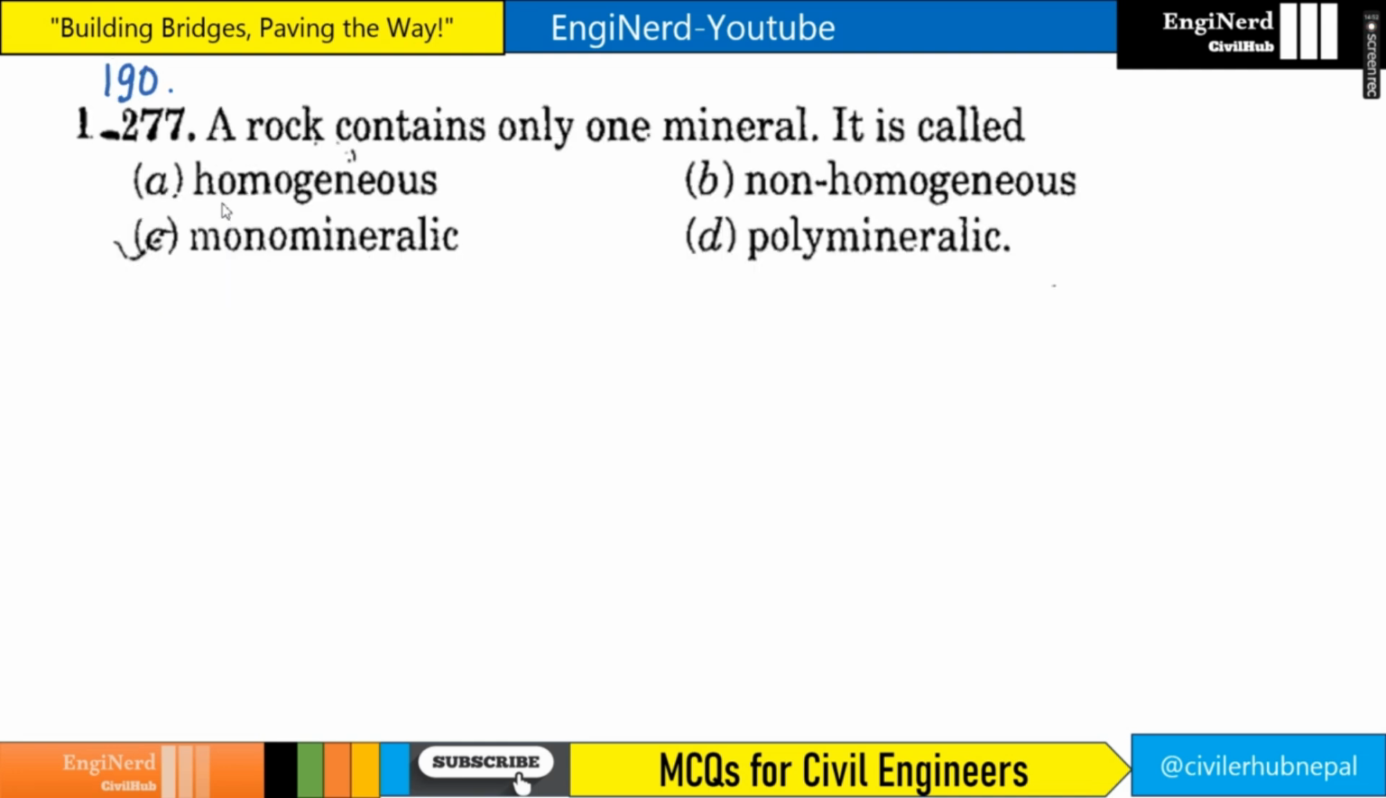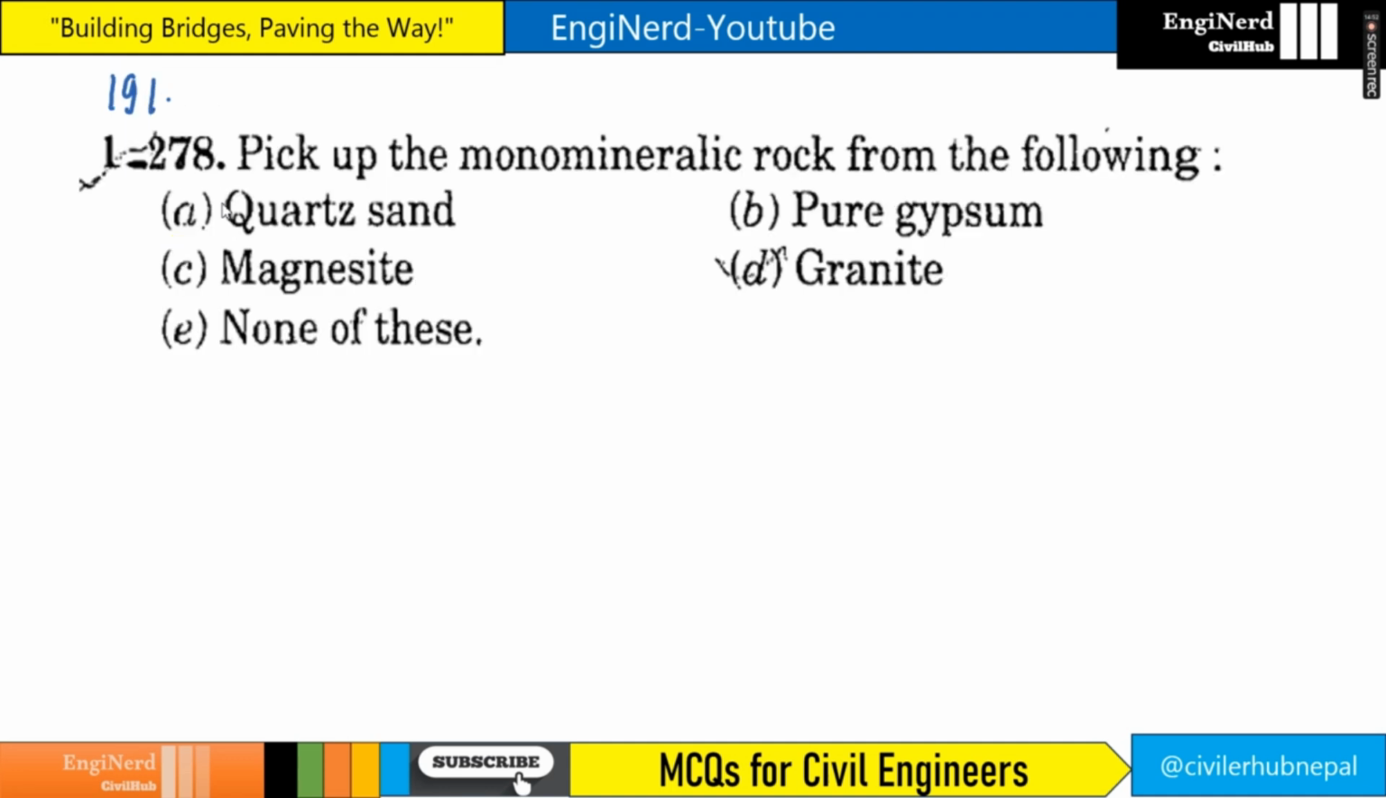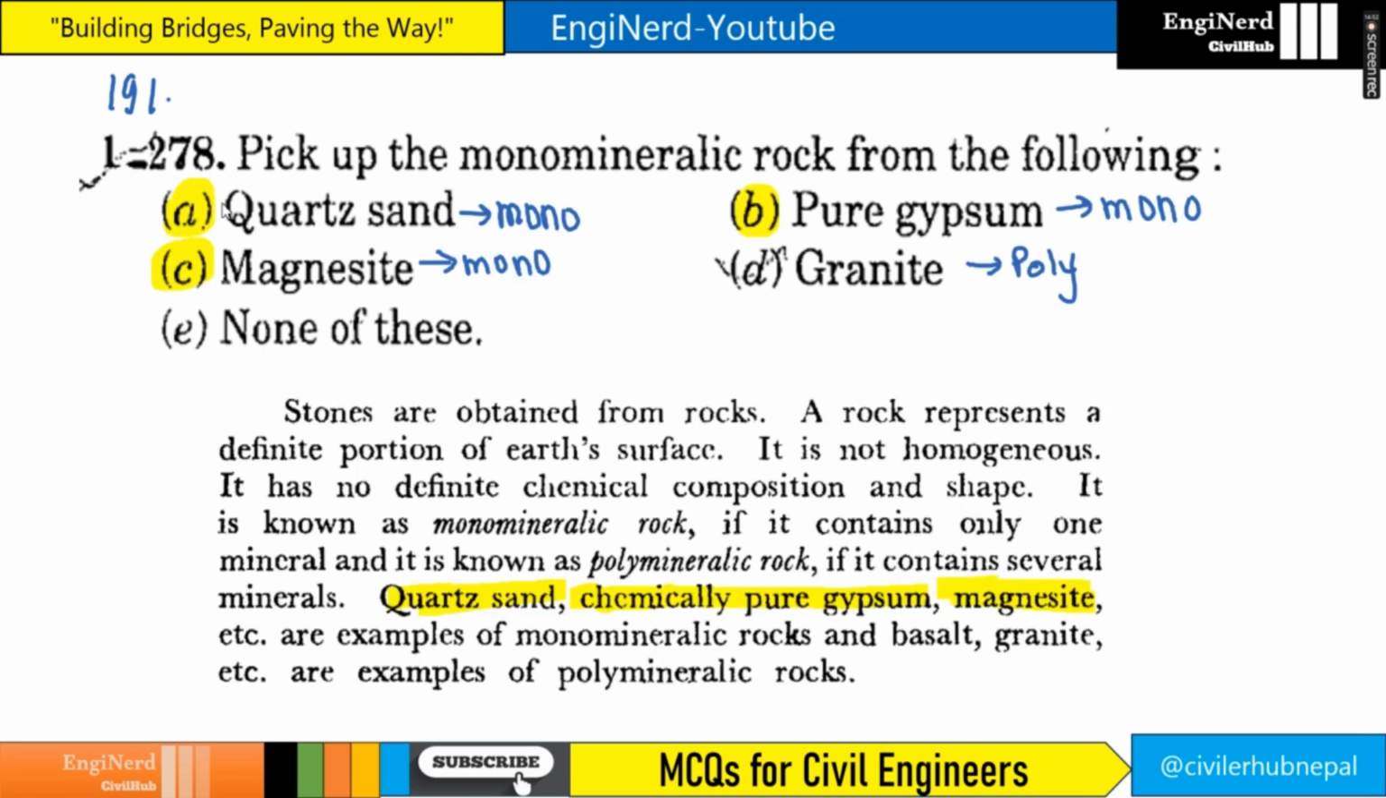Question number 190. A rock that contains only one mineral is called a monomineralic rock. Pick up the monomineralic rock from the following. Here, quartzite is a monomineralic rock. Pure gypsum is a monomineralic rock. Magnesite is a monomineralic rock. But granite is not a monomineralic rock, right? Granite is a polymineralic rock. So A, B, and C are the answer. Quartzite, chemically pure gypsum, and magnesite are examples of monomineralic rock, and basalt, granite, etc. are examples of polymineralic rock.